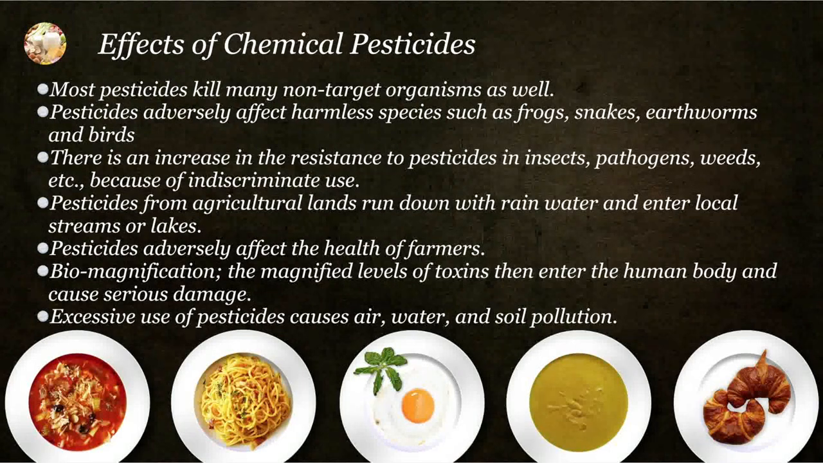Effect of chemical pesticides. Most pesticides kill many non-targeted organisms as well. Pesticides adversely affect harmless species such as frogs, snakes, earthworms, and birds. There is an increase in the resistance to pesticides in insects, pathogens, weeds, etc. because of indiscriminate use. Pesticides from agricultural land run down with rainwater and enter local streams or lakes. Pesticides adversely affect the health of farmers also. Biomagnification, the magnified level of toxins, then enters the human body and causes serious damage. Excessive use of pesticide causes air, water and soil pollution.